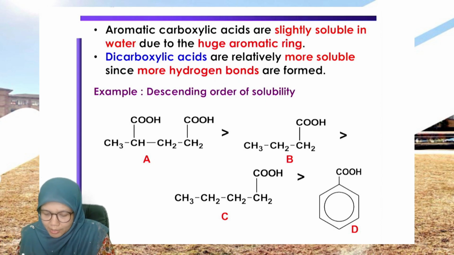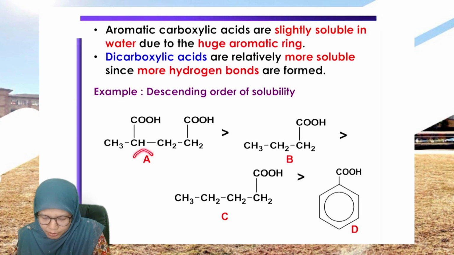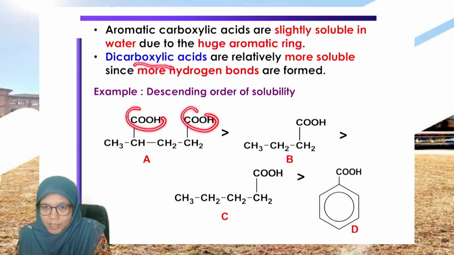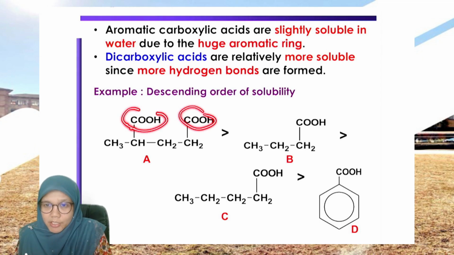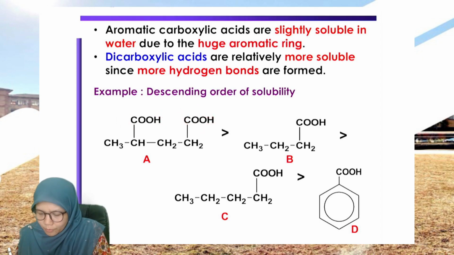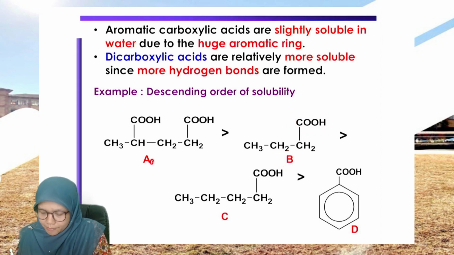Okay, ini diberi contoh lah descending order of solubility. Okay, so kita lihat kat sini molekul A. Molekul A ni ada dua carboxyl group. So ini yang kita panggil dicarboxylic acid tadi. Okay, dicarboxylic acid sebab dia ada dua carboxyl group. So dekat sini boleh form more hydrogen bond with water molecule lah, this part. Okay, so more soluble lah kat sini. Okay, compound B carboxylic acid juga, tapi hanya ada satu saja carboxyl group. So kalau compare dengan A, B ni kuranglah sikit larut dia compare to A.